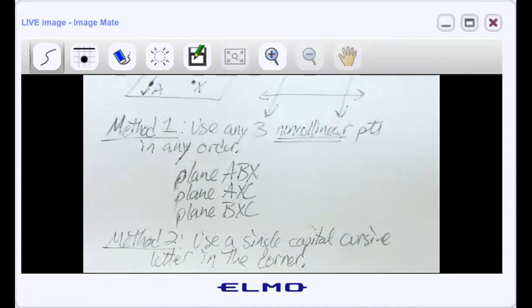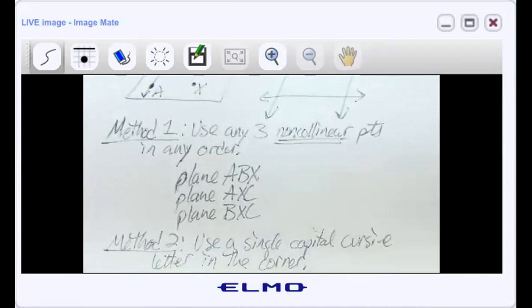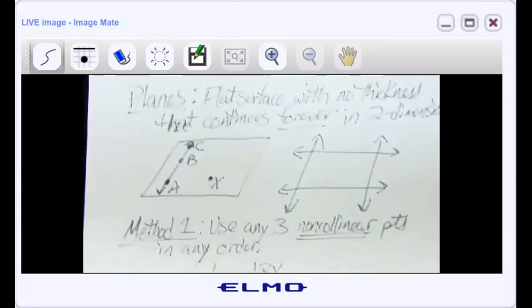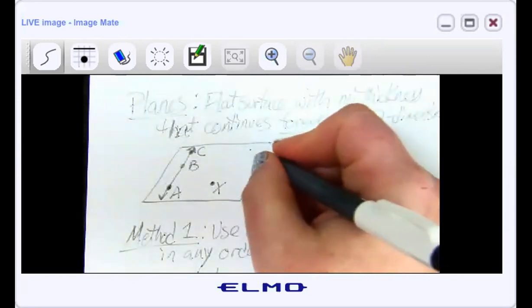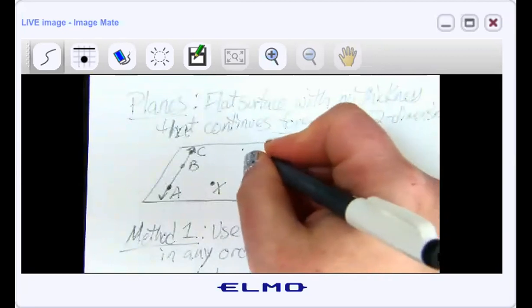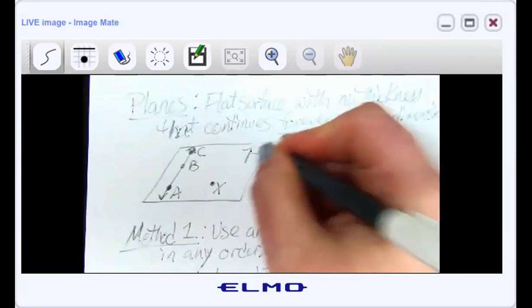So sometimes this is helpful, especially if we have a whole bunch of planes in a diagram. It's just an easier way to refer to one plane at a time. I'm going to zoom back up to my diagram here so we can see. What they're going to do is put in the corner, I'll try and make a cursive capital P, but it's never going to.